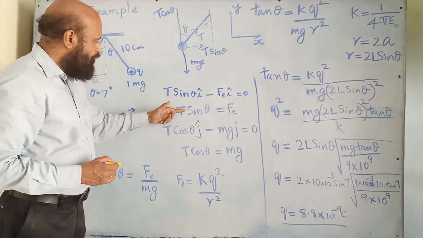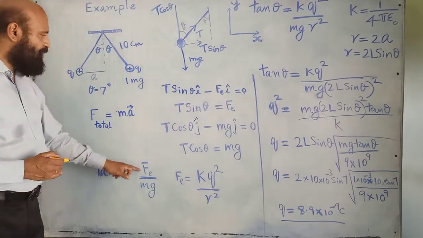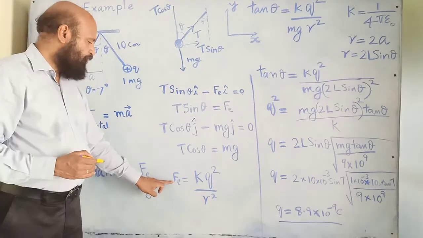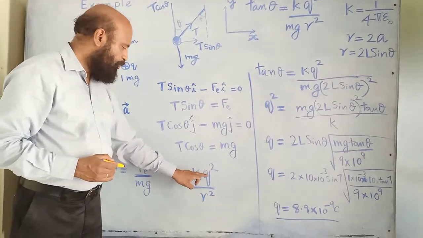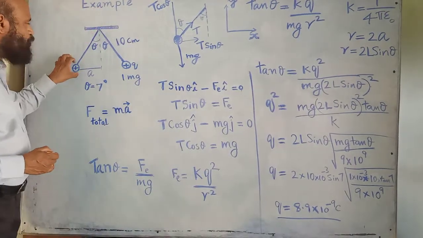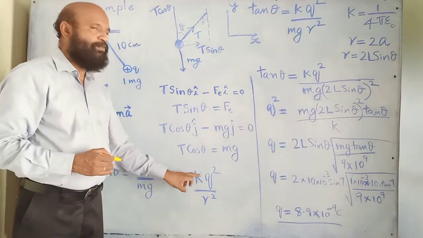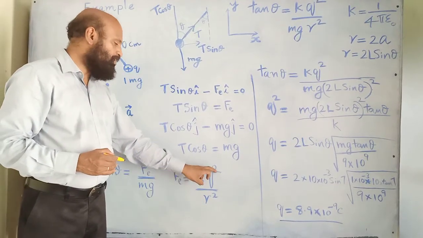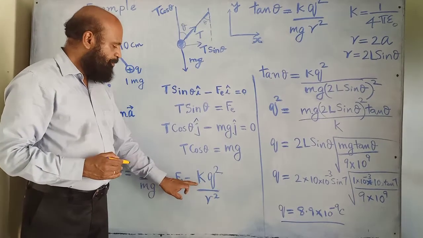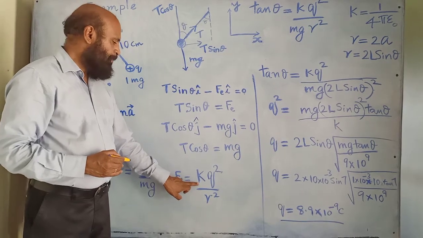Then dividing this equation by this equation, tan theta is equal to Fe by mg, where Fe is k q square by r square. The reason is the charge on this is also q, charge on this is also q. Force is directly proportional to the product of the charges and inversely proportional to the square of the distance. The value of this k is 9 into 10 raised to 9.